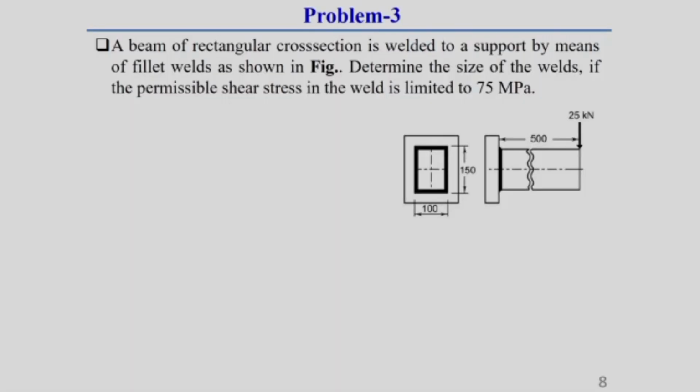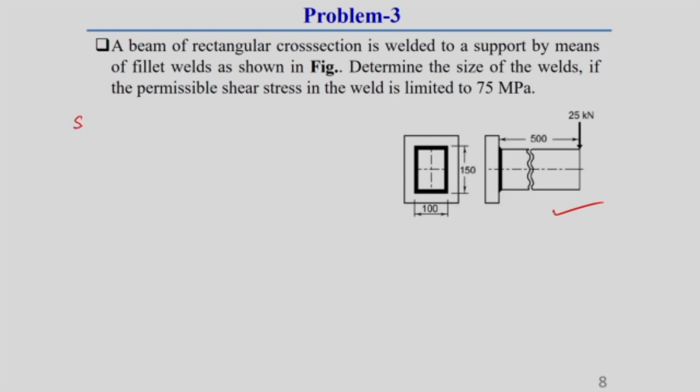Okay. Now, we will solve another problem which is a little bit different type of problem. This problem statement is like: a beam of rectangular cross section is welded to a support by means of fillet weld as shown in this figure. Determine the size of the welds if the permissible shear stress in the weld is limited to 75 MPa.